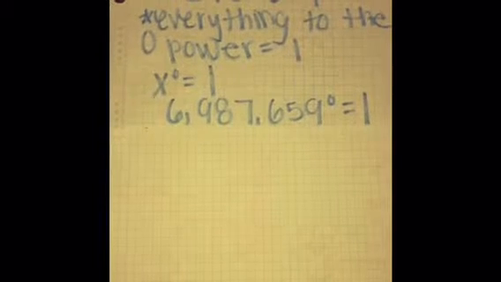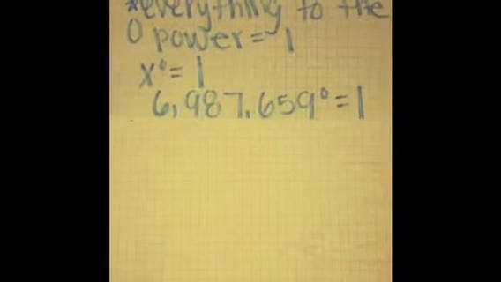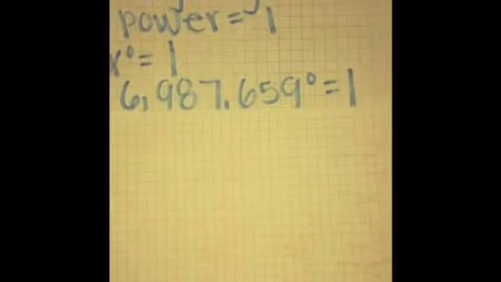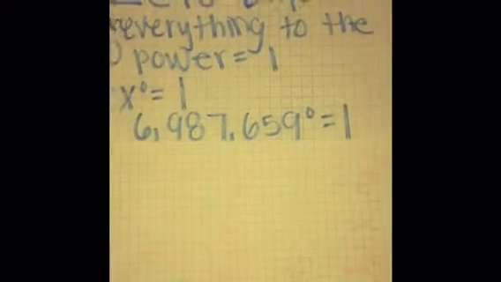Alright, so now we're on the zero exponent part. Basically everything to the 0 power equals 1. So x to the 0 power equals 1. Even a number like 6,987,659 to the 0 power is still 1.